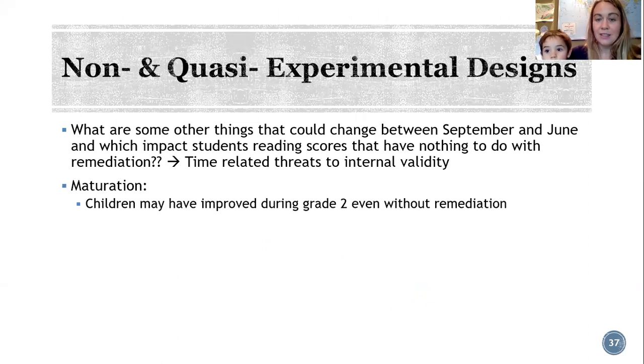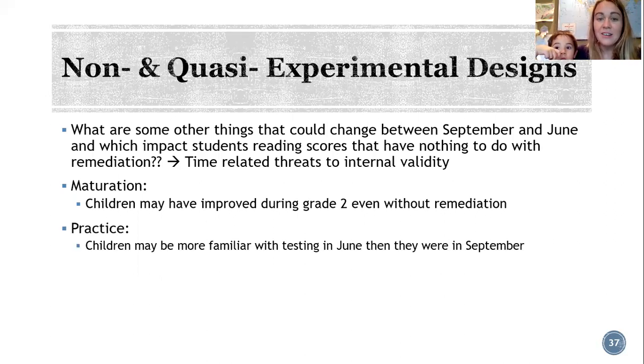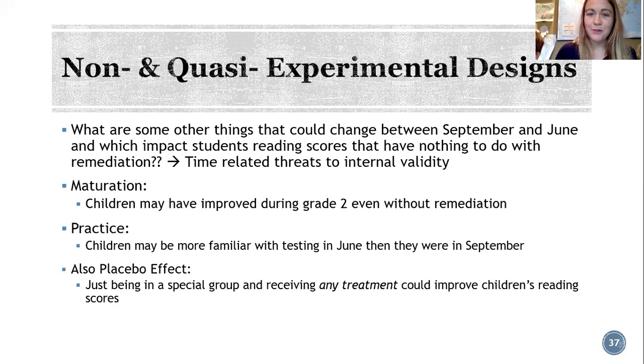So for example, children might just have improved anyway, even without remediation. It might also be an example of practice effects. If we're testing their reading skills twice, in September and June, maybe they're just getting better at doing the test and their improved scores have nothing to do with the remediation actually helping them. Also, we've got this placebo effect problem. If we're only testing one group of children over time, maybe their reading skills improve just because they're in this special small group instruction, and it's really nothing to do with the intervention per se.